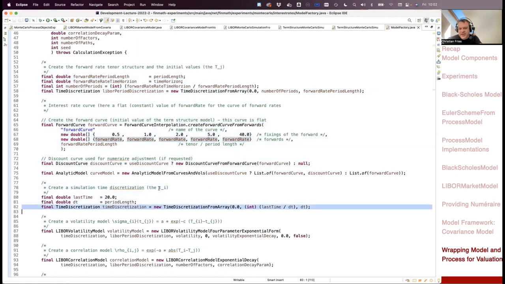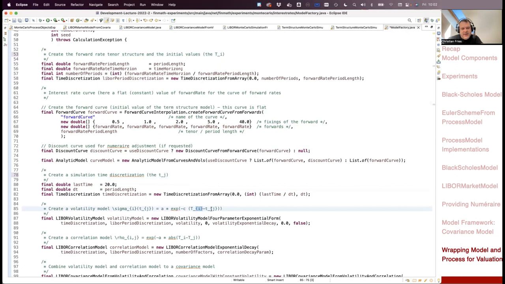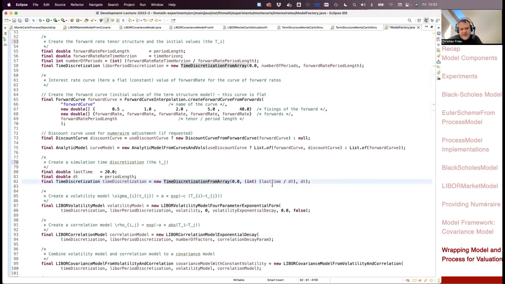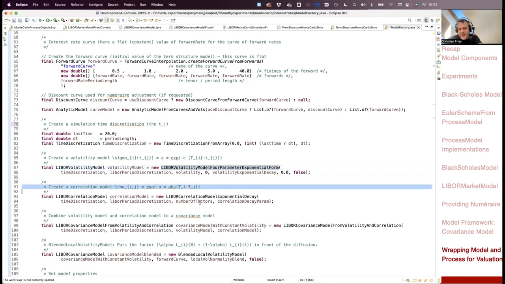Then create the time discretization little ti for our simulation. Well, actually, that was called tj and the tenor was often called ti, right? So that way. It's just, again, our time discretization with the convenient constructor creating an evenly spaced time discretization. Create a volatility model with an exponential decay. For that, I have an implementation that implements an exponentially decaying sigma function. Create a correlation model with an exponential decay. For that, I have an implementation that creates a correlation matrix with an exponentially decaying function, ensuring that the correlation matrix has rank m.